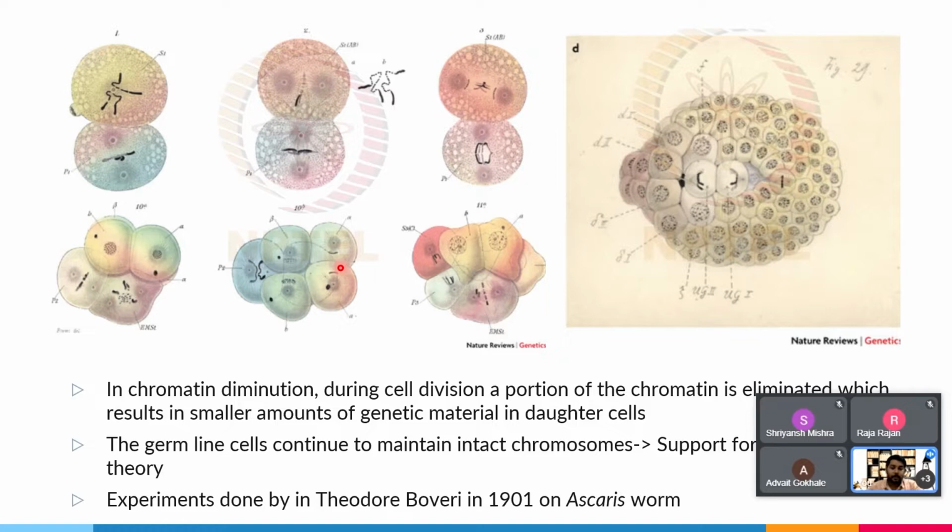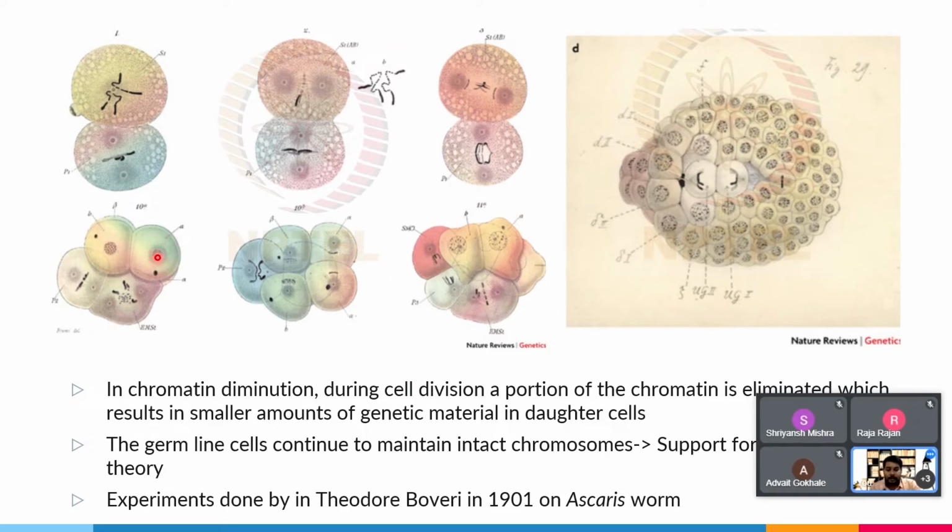So first, let us look into what exactly is chromatin diminution. In chromatin diminution, during cell division, a portion of the chromatin is eliminated, which results in smaller amounts of genetic material in the daughter cells. This can be seen here in this diagram, in which we see two particular cells, and after they have gone one particular round of cell division from this stage to this stage, we see that the chromosomes have actually become smaller.